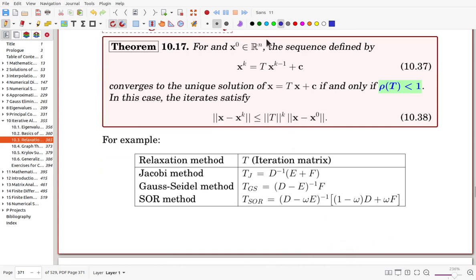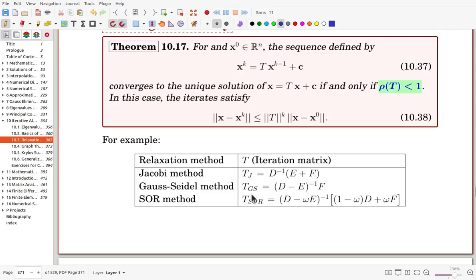Now, for this T, for the Jacobi method, we have this matrix equation. However, we don't use this one here. We already know the component-wise form. We can find the update equation and implement it. We never use such a matrix, but for theory purposes, we write down this form.